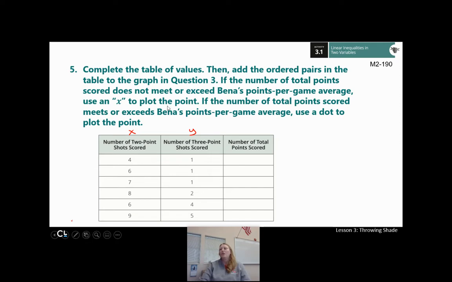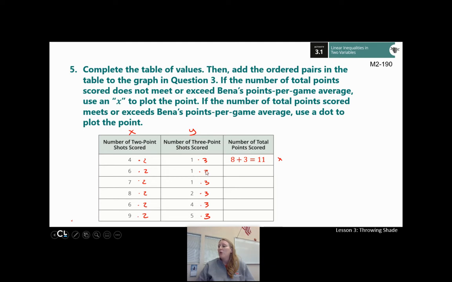All right, so first of all, for every single one of these, you're going to have to multiply by 2, right? Multiply by 2, multiply by 2, multiply by 2, multiply by 2. These are all 2-point shots. These are 3-point shots, so everybody here is going to get multiplied by 3, right? We're going to multiply all those guys. And then, of course, we have to add them together. No problem. 4 times 2 is 8. 1 times 3 is 3. 8 plus 3 is 11. So that's going to be an X. When we plot that, we did not make it to 20.